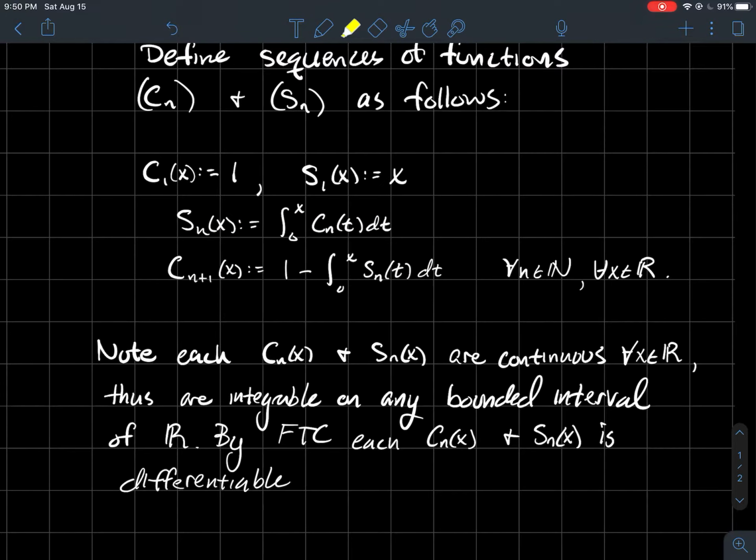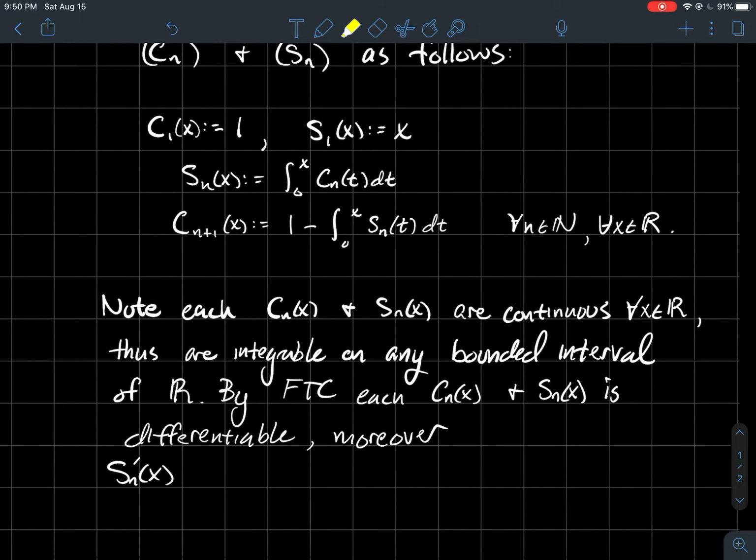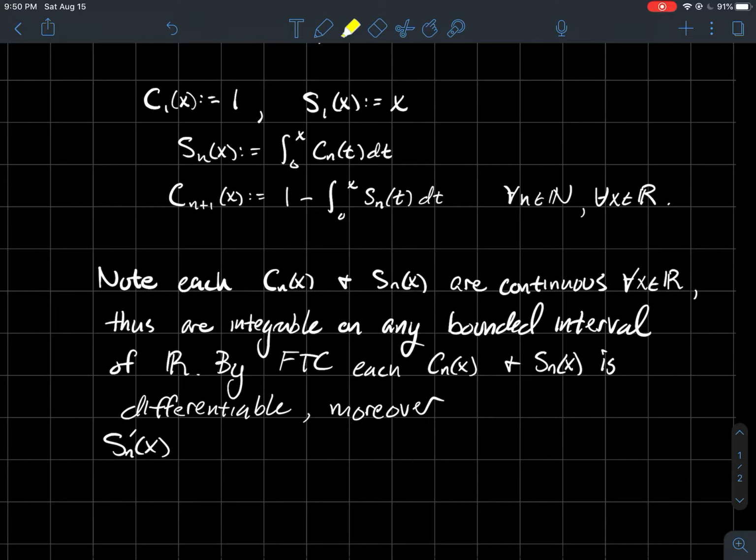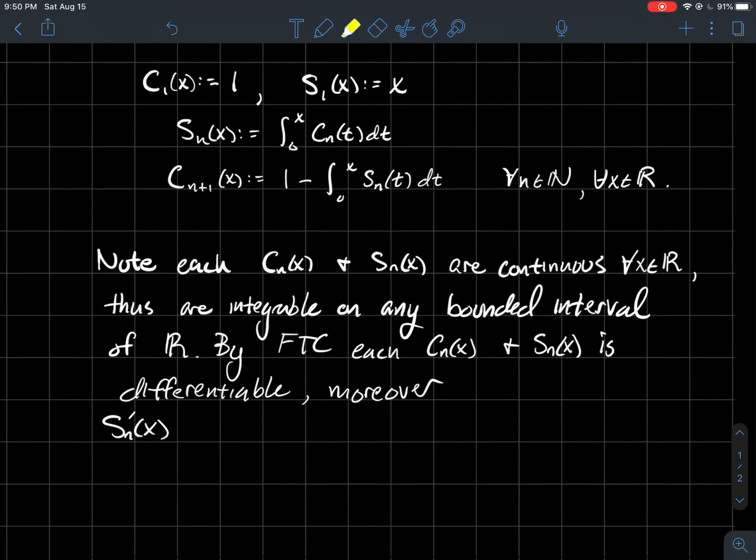And so by the fundamental theorem of calculus, each of these is differentiable, and I know how to take the derivative. I know that the derivative basically just undoes the integral, and it plugs in the right endpoint where you're integrating, the upper limit of integration. So Sn prime, if you think about differentiating this, it should just be Cn of x, right? With that x plugged in to your integrand.